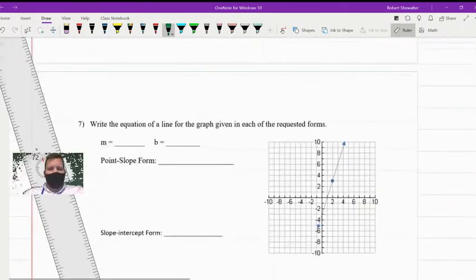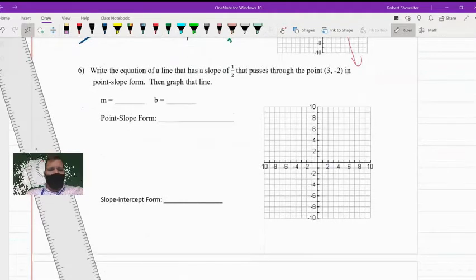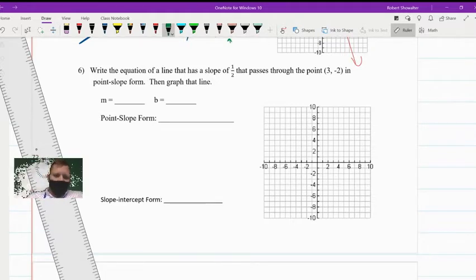To do the problem, make sure we read the description first and then move on from there. Write the equation of a line that has a slope of 1/2 that passes through the point (3, -2) in point slope form, then graph the line. I also want you to write it in slope intercept form as well. Okay, here we go.